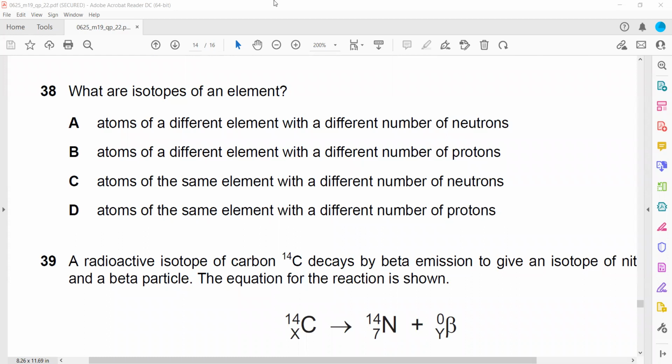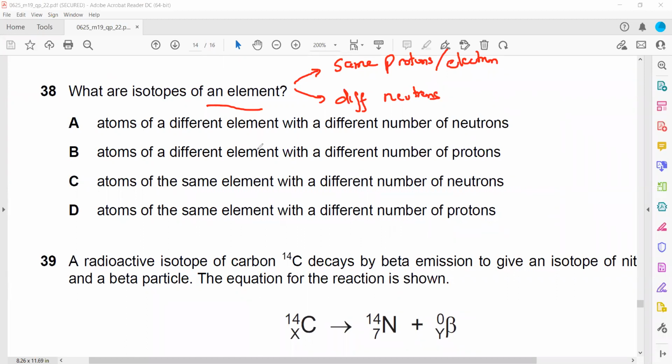So in this question, question 38, what are isotopes of an element? What is the definition of isotope? So isotopes will have the same protons and electrons, and they will have different neutrons. That is the definition of isotope.